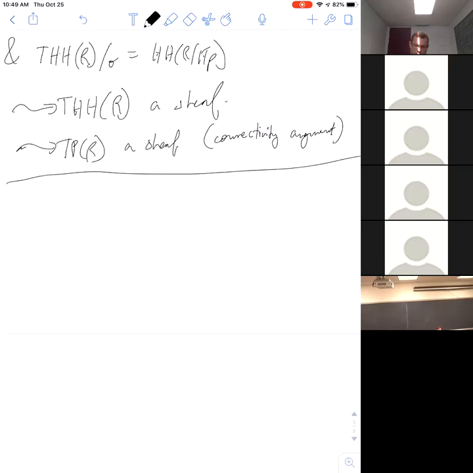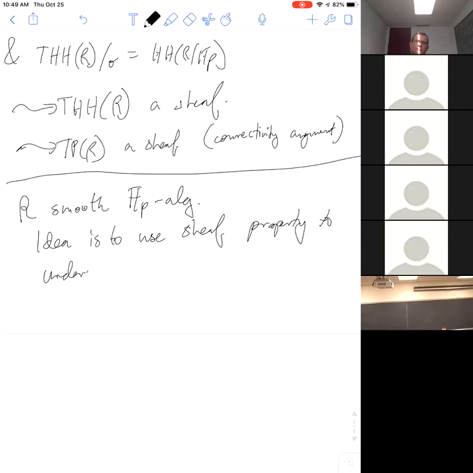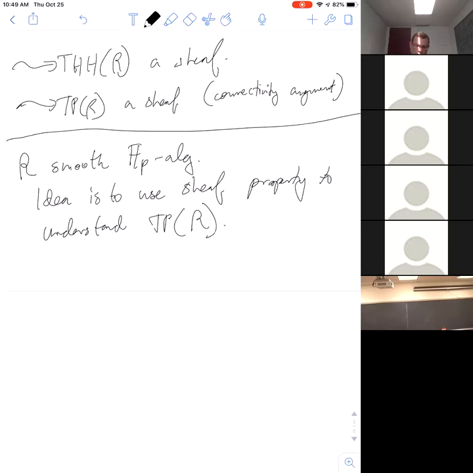Okay. So now I want to explain how this is used. In fact, their filtration on TP is defined via some sort of sheafification procedure. So let's now say R is smooth. Let me just say for simplicity, it's a smooth FP algebra. So the idea is to use the sheaf property to get at TP of R. What we need is to find a big faithfully flat extension of R for which we understand TP pretty well. And so here's the construction.